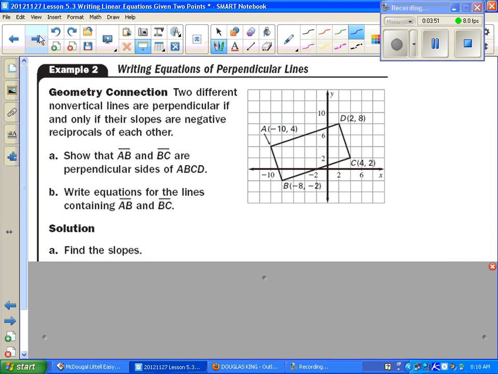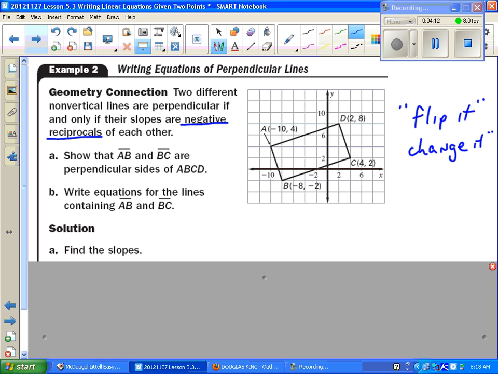The geometry connection talks about perpendicular lines. It says two different non-vertical lines are perpendicular if and only if their slopes are negative reciprocals of each other. Negative reciprocals, that's just a fancy phrase that means flip it. Reciprocal just means flip it, and it means to change the sign.